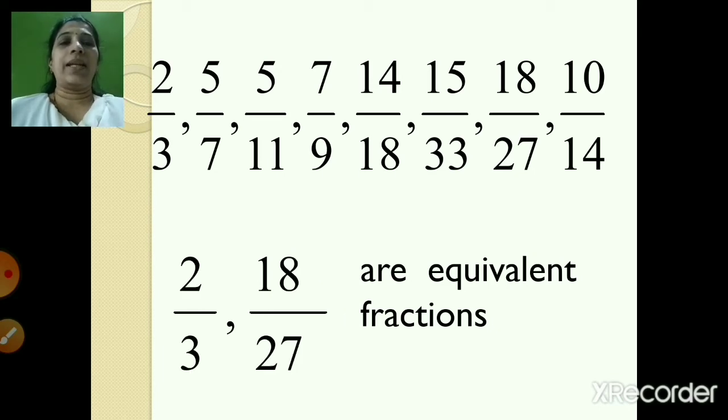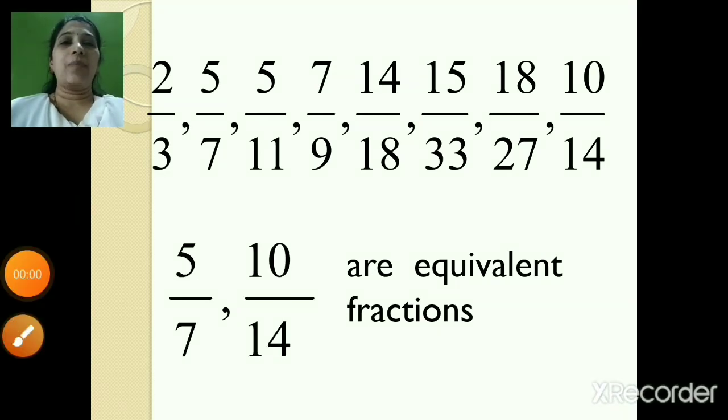2 upon 3 and 18 upon 27. These are equivalent fractions because 9 2s are 18 and 9 3s are 27. So 2 upon 3 and 18 upon 27 are equivalent fractions.